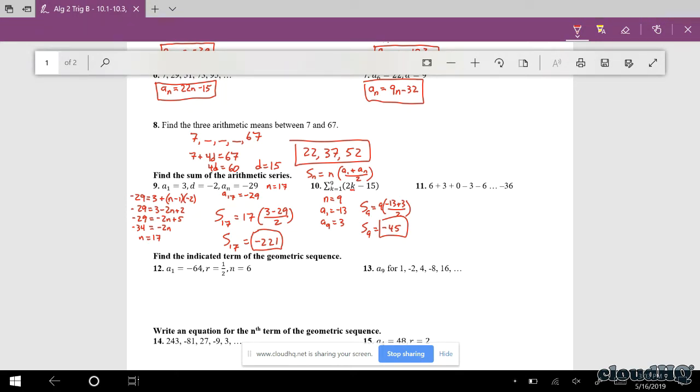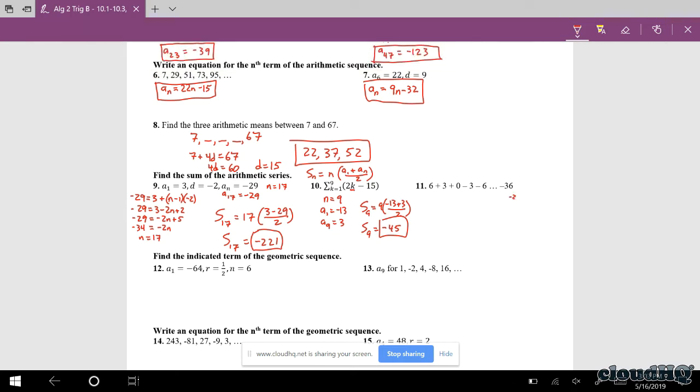We don't know which term this is in the sequence, so similar to our problem number 9, we need to figure that out. So -36, I'm just using my sequence formula. First term is -1 times d. It looks like I'm subtracting 3 over and over again, so d is -3. I might subtract my 6 right away here. So -3n plus 3 is equal to -42. Subtract 3, I get -45 equal to -3n, so n has to be 15. So I know that a sub 15 is -36.